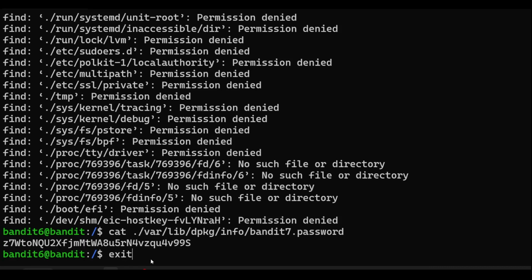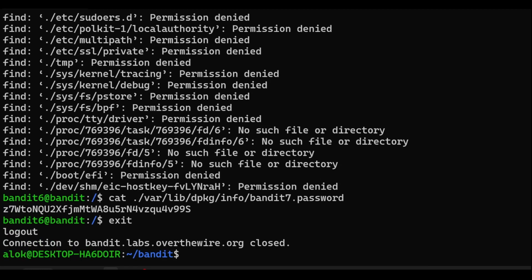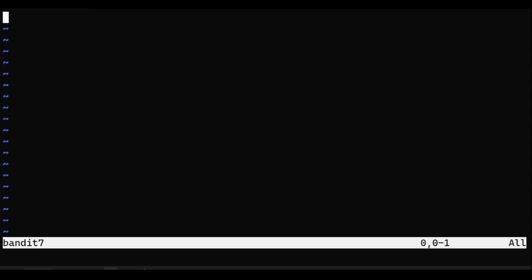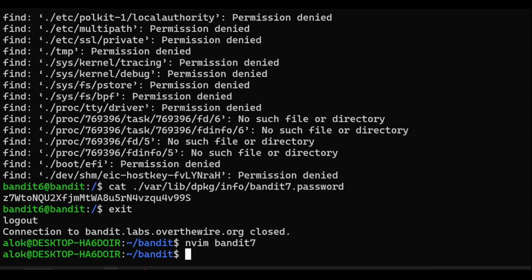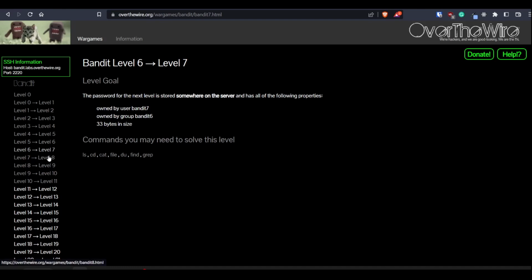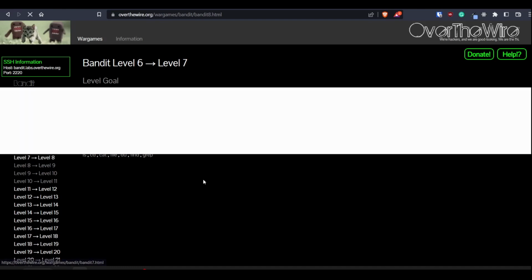And now it is on to the next. Just save this password, Bandit 7. Now we go on to the next level, right? So Bandit level 7 to 8.